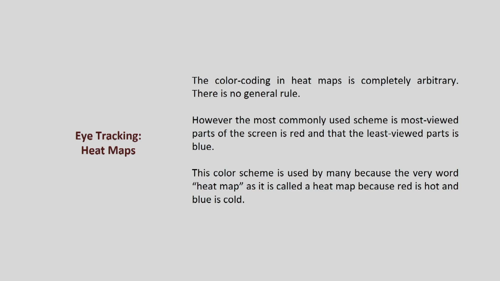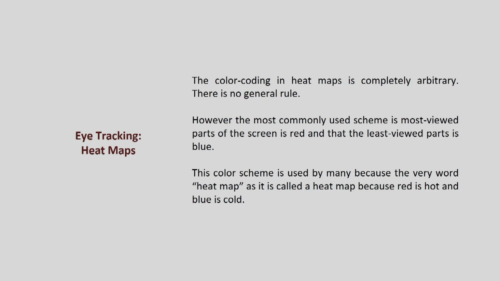As I mentioned earlier, the color coding for this heat map: red is hot, that means you are looking at that particular portion for longer, very intensive looking, whereas the other one is cold, where you are not looking for longer, or it is the least viewed area.